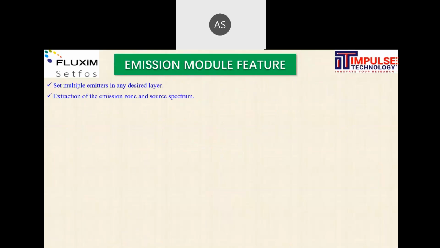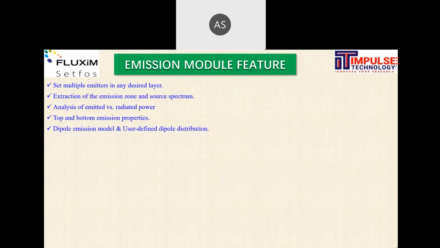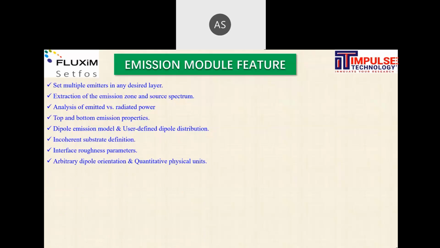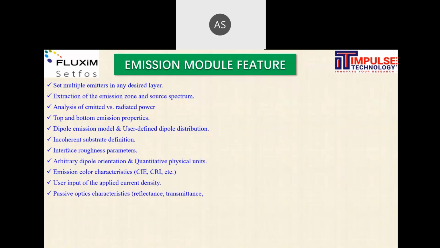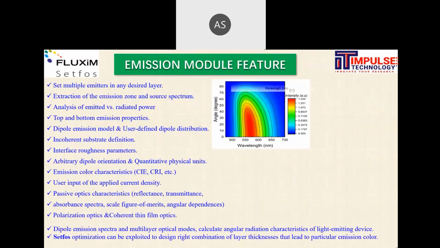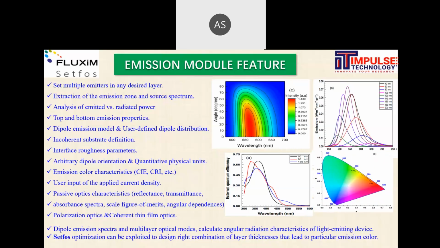There is also an emission module for LED devices. If anybody is working on LEDs, you can set multiple emitter layers, electroluminescence, photoluminescence, radiance, CIE color diagram, source spectrums, emission property, dipole emission distributions, interface roughness parameter, dipole orientation, current density, passive optics, and polarizations. These are for the LED devices emission module. So emission rate and emission intensity you can plot with different variations of input parameters.